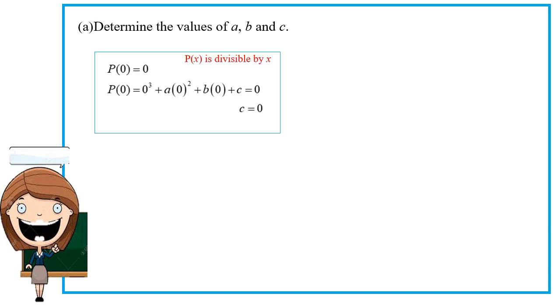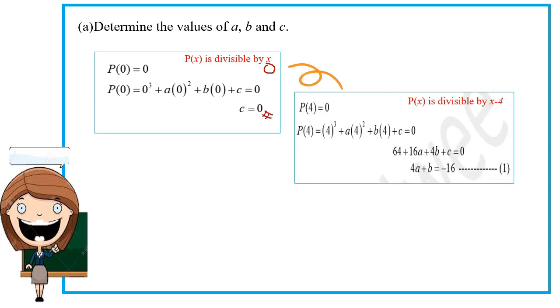From the information given, p(x) is divisible by x. So that means we can substitute the value of x as 0, so there is no remainder. So we will get the value of c equal to 0. The second piece of information is that p(x) is also divisible by x minus 4. That means we can substitute the value of x as 4 to get the remainder 0. So we substitute the 4 into the polynomial, and we can form the first equation: a plus b equal to negative 16.